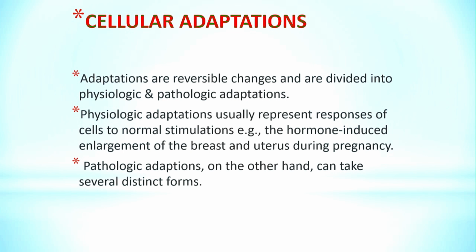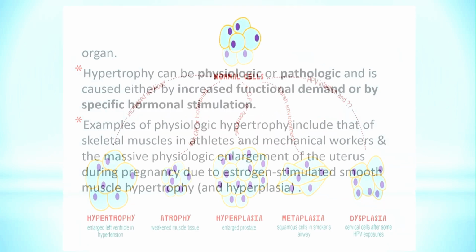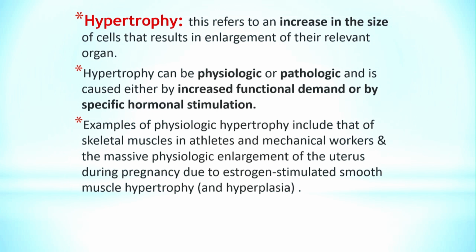Physiological adaptation usually represents the response of the cells to normal stimulation, with hormone-induced enlargement of the breast and the uterus during pregnancy as examples. Pathological adaptations, on the other hand, can take several distinct forms. So, types of adaptations: we have mainly four types of adaptation.